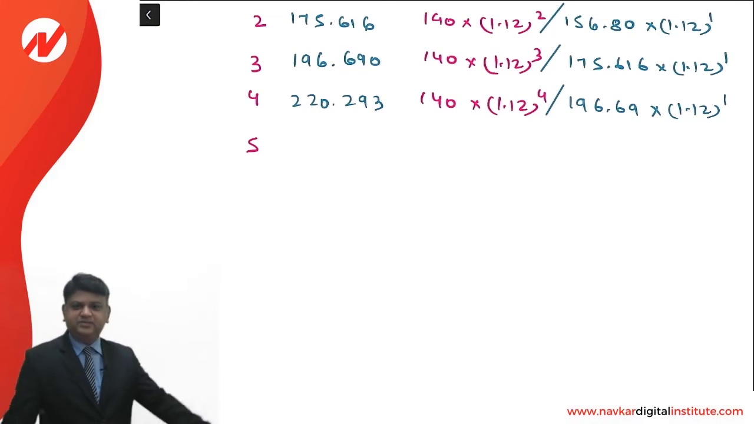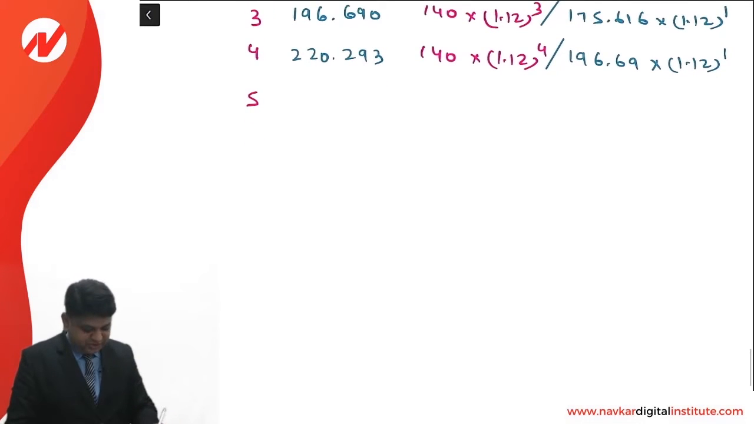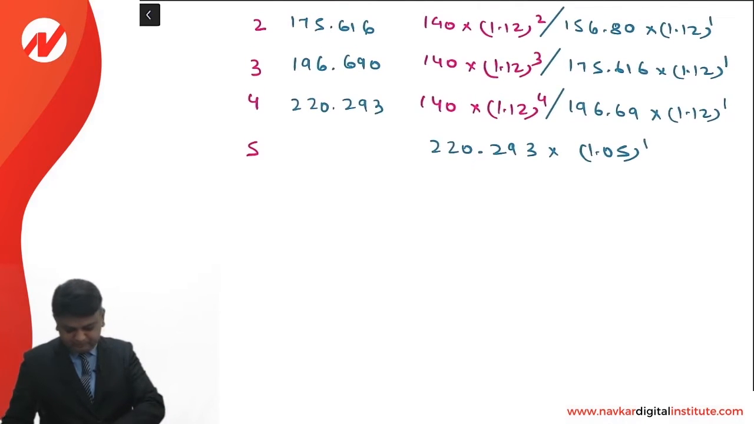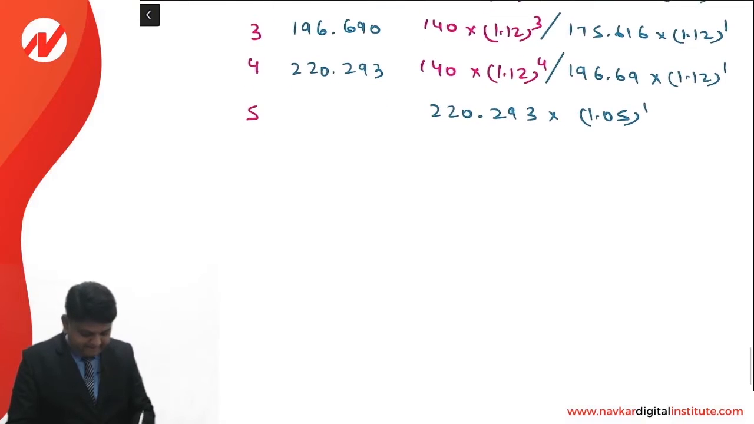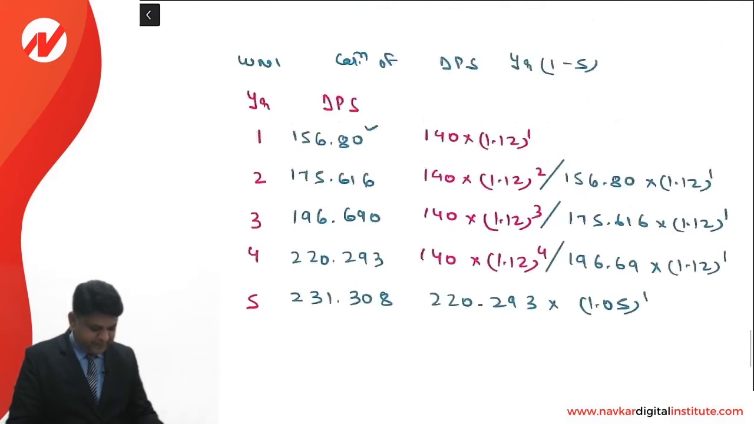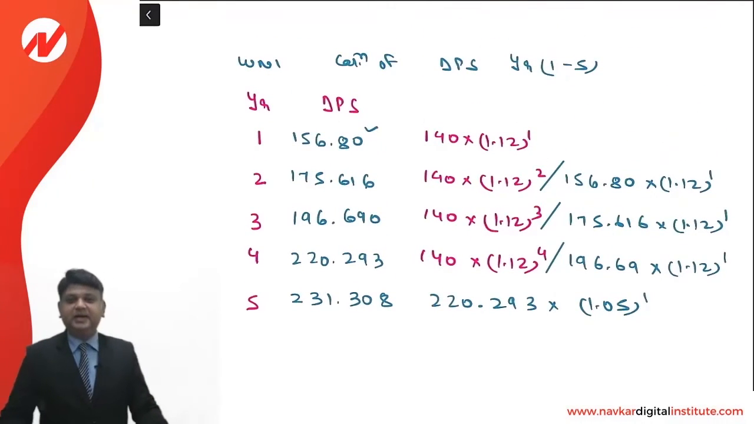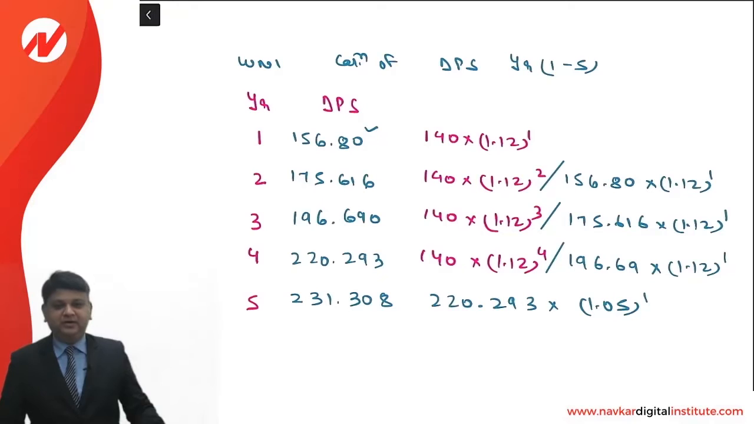Now, importantly friends, be a little bit careful that after 4 years, the growth rate is 5%. So it is 220.293 into 1.05 raised to 1. That comes to 231.308. This is the way the dividend per share can be calculated from end of year 1 to end of year 5.